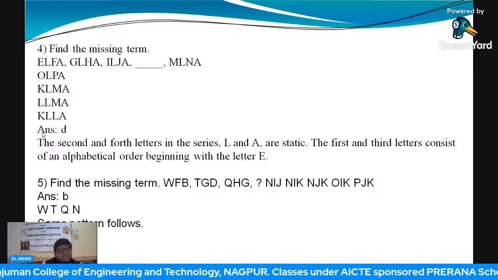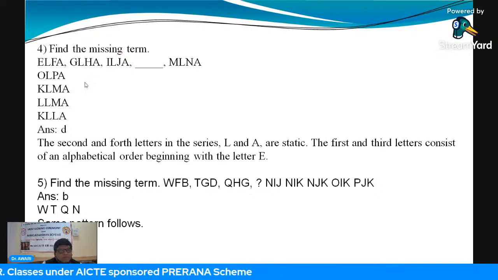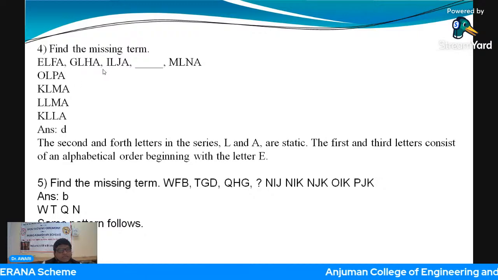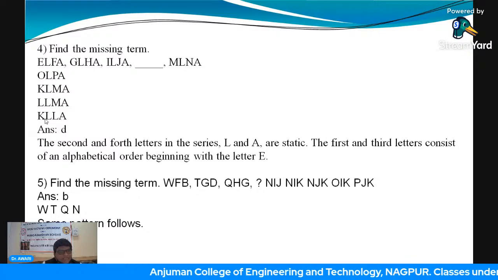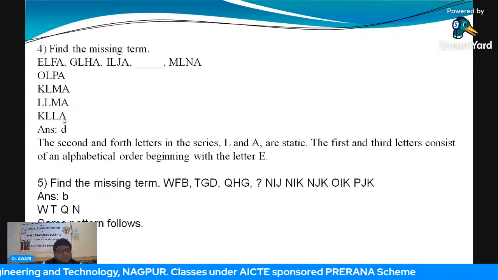So your answer is nothing but KLLA. K, which alphabetically comes after E, F, G, H, I, J, K, then your L will come here, KLL, and then finally it is A. So answer D is the correct one.